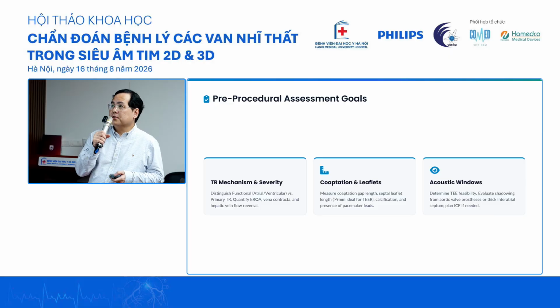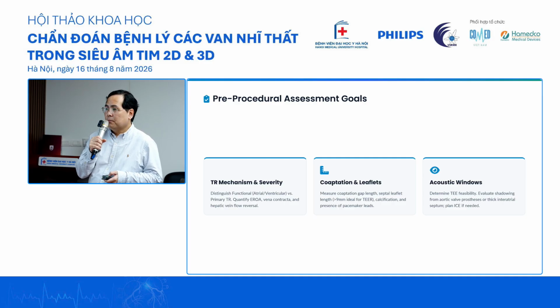So in terms of pre-procedure assessment goal, we want to look at the TR mechanism and severity. So we want to differentiate whether this is an atrial or ventricular functional tricuspid regurgitation. We need to quantify the EROA, the vena contracta, and the hepatic vein flow reversal. But hepatic vein, usually we get it from a transthoracic echo. And importantly, we need to know the coaptation and leaflet. We have to measure the coaptation gap length, septal leaflet length, more than 9 millimeters is ideal actually for TEER.